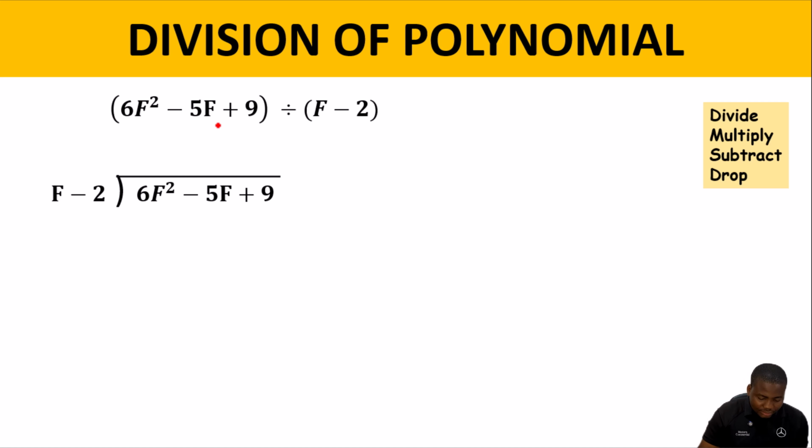Now, let's take a look at this question. We divide the first term by this first term here. So we have 6f. 6f squared divided by f is 6f. Then we multiply 6f with f. So we have 6f squared. Then we multiply 6f with negative 2. We have negative 12f. Then we subtract.